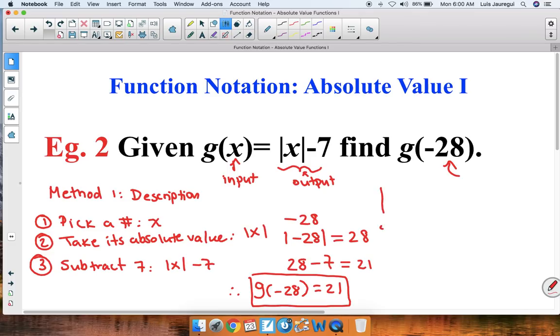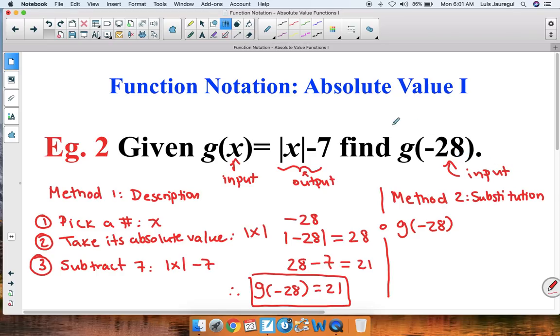Now, let's use our second method, or the substitution method, to double check our work. So method 2, substitution. What we're going to do, we're going to take g of negative 28, and since our input is negative 28, we're going to substitute that in wherever we see an x on this right hand side expression here.